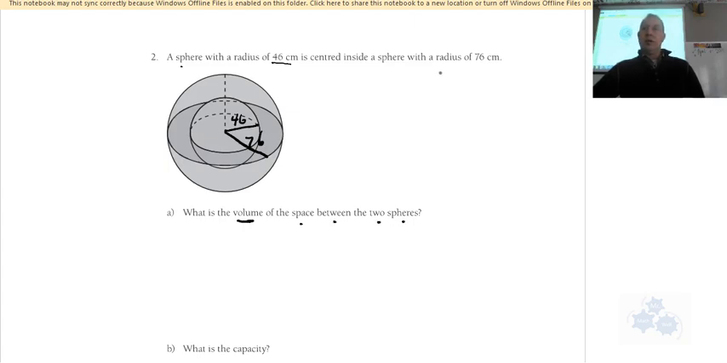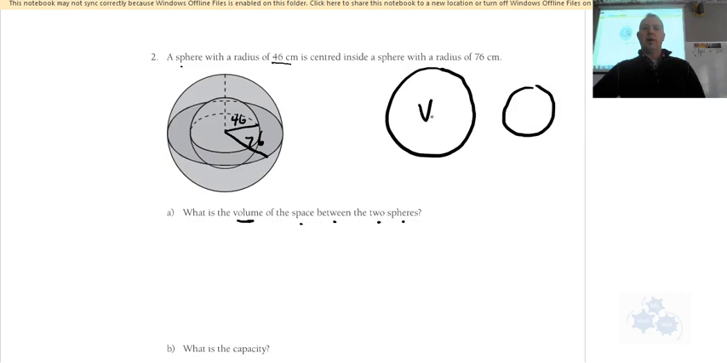Would you find both the volume and subtract the big one? Yeah, that's all you do. You find the volume of the big one, you subtract the volume of the smaller one. It's like two separate problems. The big one is 76 radius, the little one is 46. So that's what you do for 2A.